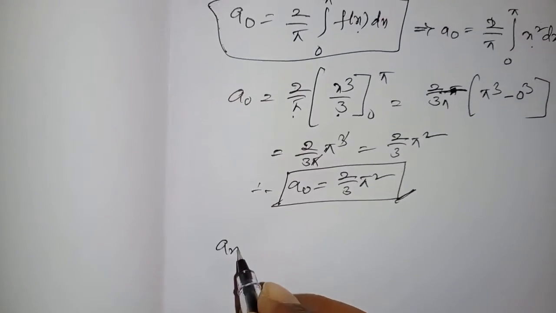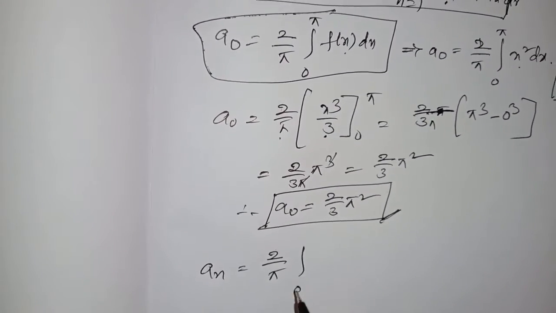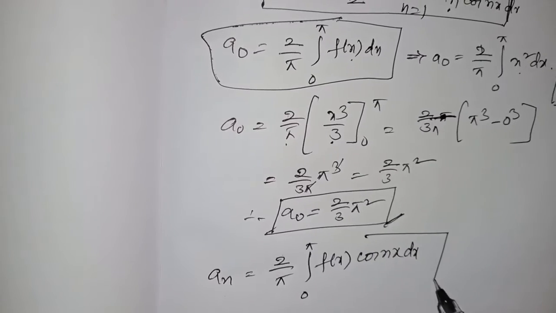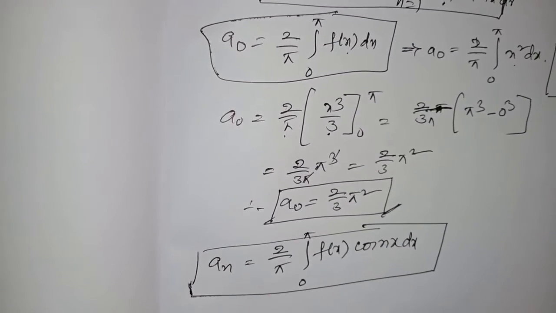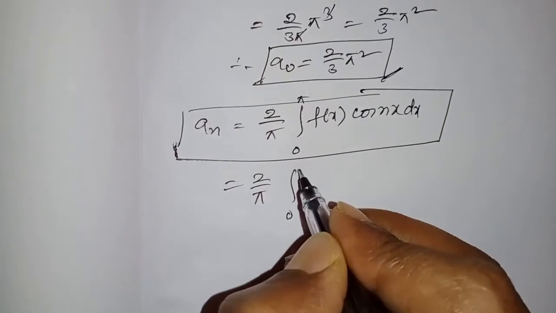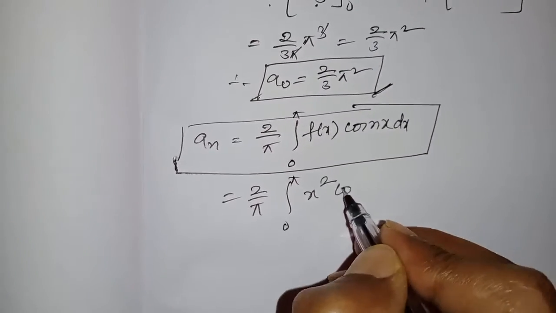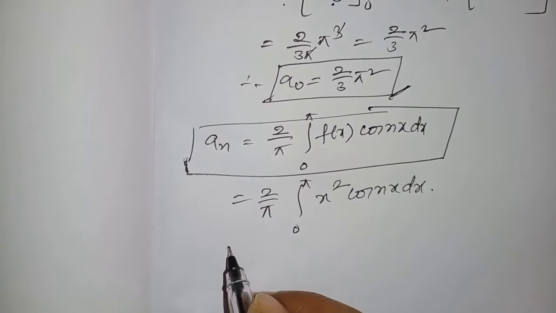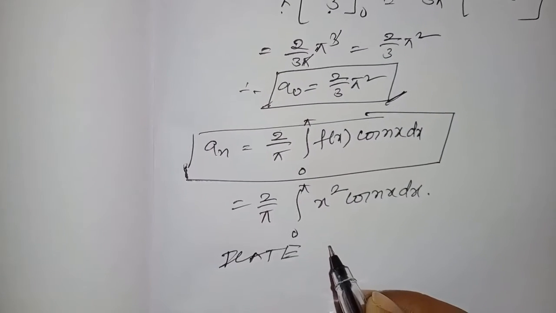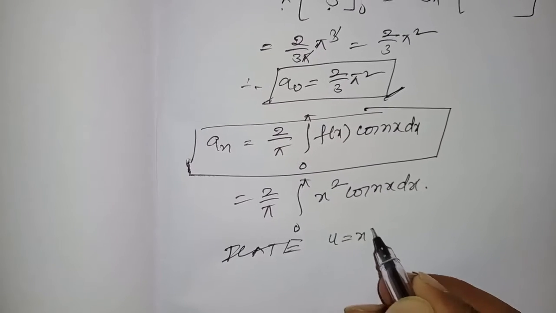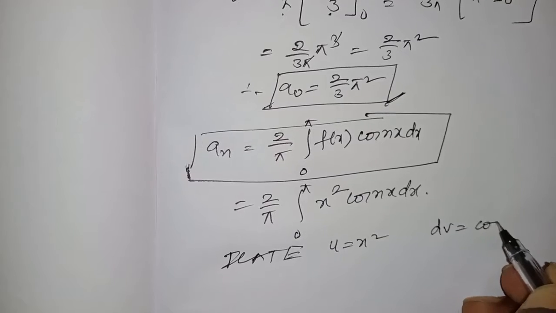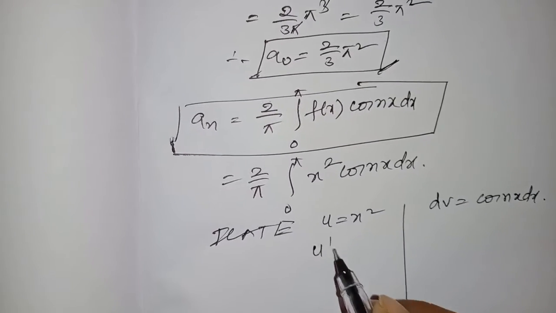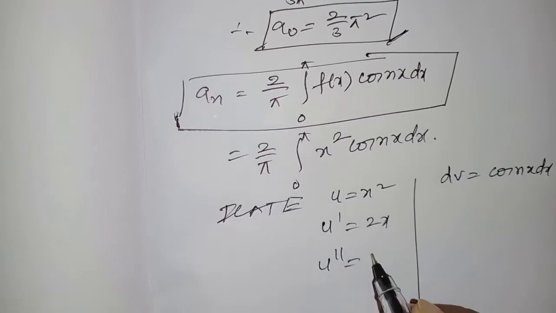So an is equal to 2 by pi integral 0 to pi f of x cos nx dx. That is equal to 2 by pi integral 0 to pi, f of x is x square, cos nx dx. See here, we have to use the highlight word rule. Highlight word u. So u is equal to x square and dv is equal to cos nx dx. So u dash means 2x, u double dash means 2.